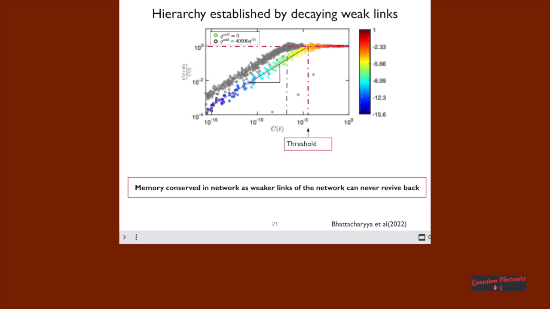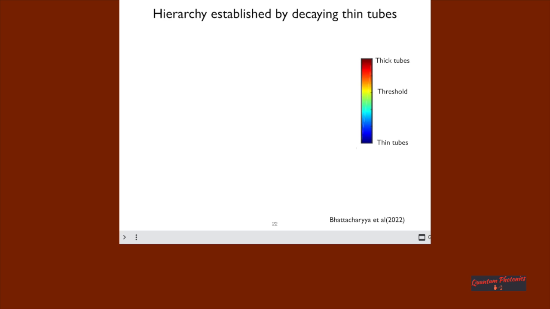Okay, maybe this plot was a bit complicated. What this plot means, which is shown in slide 22, is illustrated by a network shown in the first build of the slide, where all the thin tubes are colored blue and all the thick tubes are colored red. What we can see is that all the thin tubes, colored blue, will end up decaying after a certain amount of time.